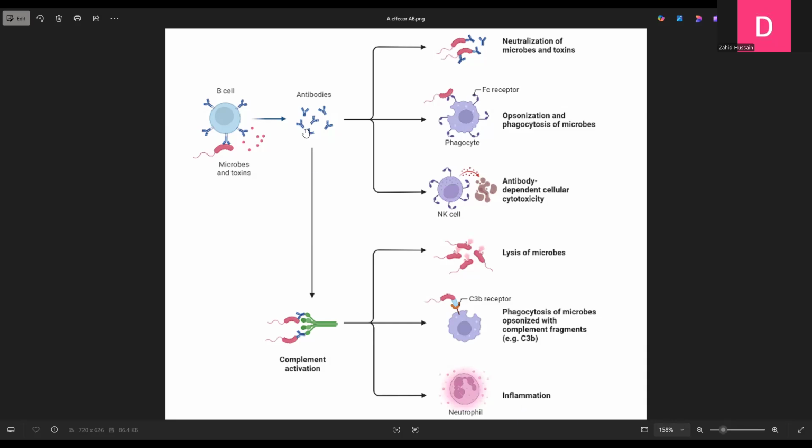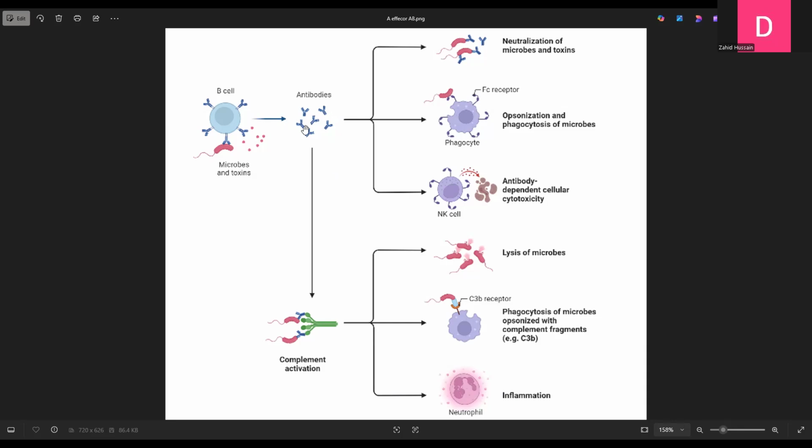So when antibodies will be produced, they will activate the complement system, and the complement system will work in three ways. One is with the help of formation of membrane attack complex, or MAC, which will help in the lysis of microbes. Then C3b will be produced, which will help to mark these microbes and will bind with its receptors on the macrophages and help in phagocytosis. And also there will be C3a and C5a, which will help in the inflammation process, which will help to strengthen the immunity.